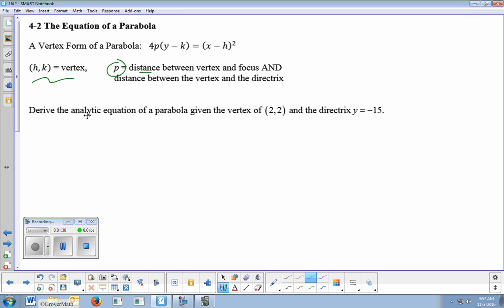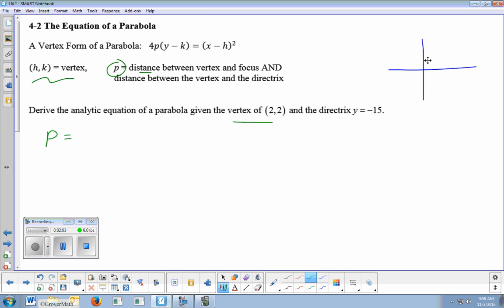So first question, derive the analytic equation of a parabola giving the vertex, that's one of the two things we needed, and a directrix. So we have the vertex, that's one of our two things. So all we need left in this problem is that p-value. We need to know the distance between the vertex and the directrix, or the vertex and the focus, it doesn't matter. I think it's helpful to draw a little sketch for these problems.